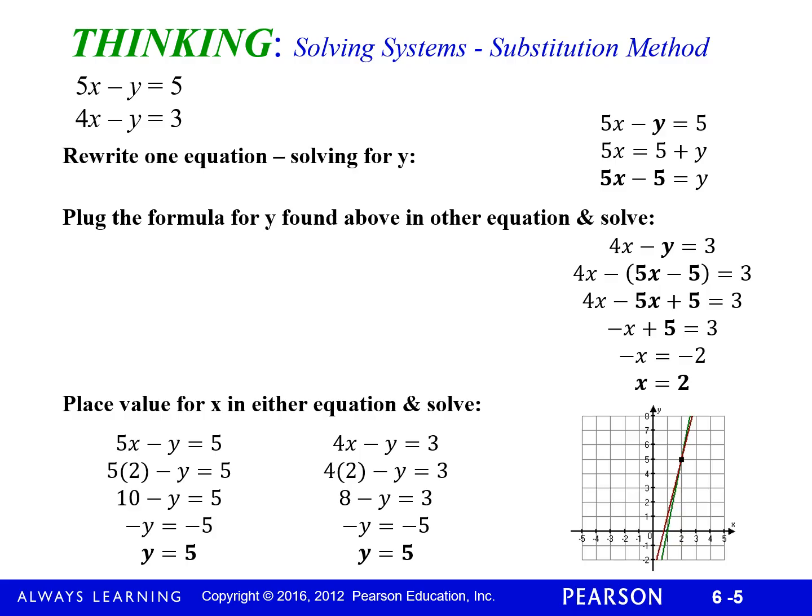And of course, that's the value that we found by graphing previously, that the intersection or the system solution is the coordinate 2, 5. X equals 2, y equals 5.